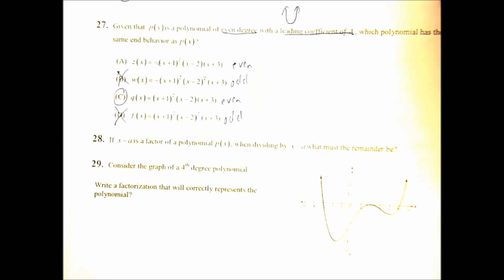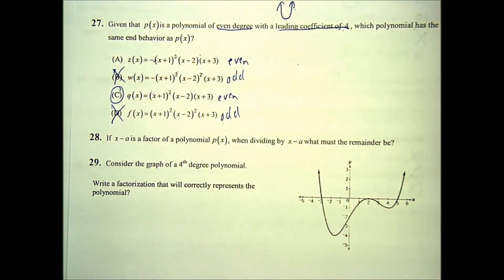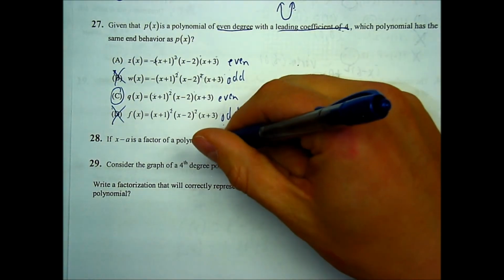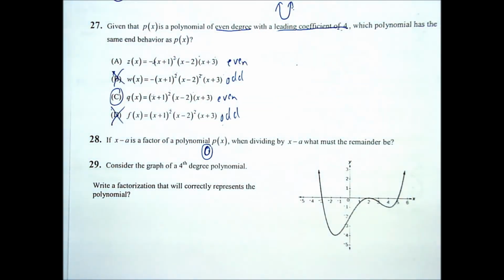Question 29. If x minus a is a factor, then when you divide that into the polynomial, the remainder should be nothing. This is again synthetic division, but we're not actually asking you to do synthetic division here. We're just asking you to consider if it's a factor, what's the remainder? Nothing.